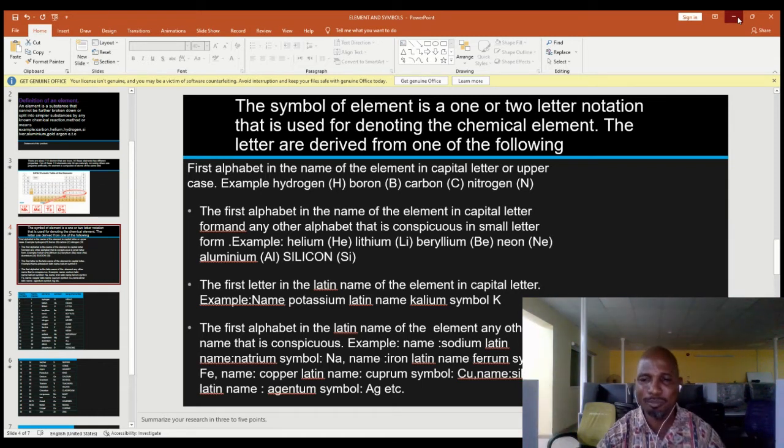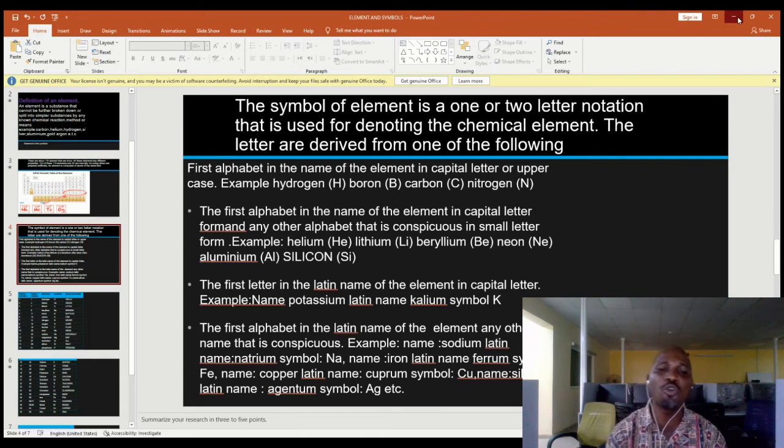Now, element symbols can also be derived from their Latin names. Yes, elements have Latin names, and that's why you have elements like potassium. The Latin name of potassium is kalium, and that's why the symbol of potassium is K. Anytime you see a K in a chemical symbol, you know we are talking about potassium. Other symbols are derived from the first letter in the Latin name of the element, and any other letter that is conspicuous.